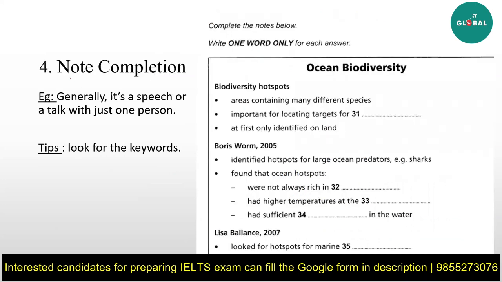Then the fourth type of question is note completion. Note completion is very similar to form filling. It is basically fill in the blanks, and you have to make sure that you are following all the notes and their location in this. So basically, when they're talking about 31, they will be talking about biodiversity hotspots, and that's where you have to keep an ear out to know that this is where the information will be.